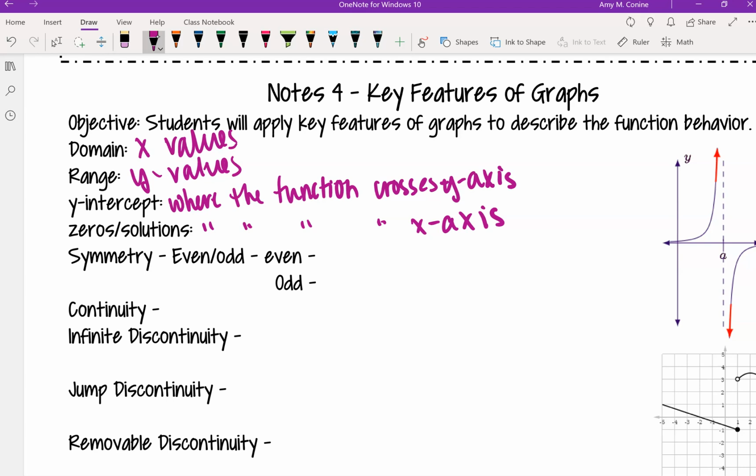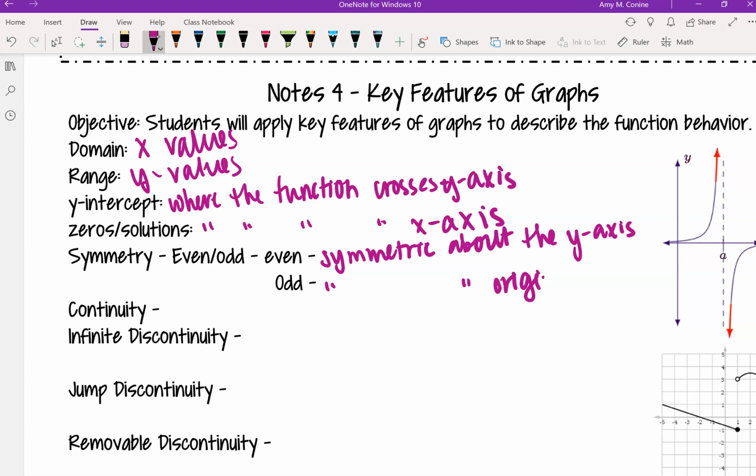If your graph is symmetrical, if your function is symmetrical, it can be even, odd, or neither. So if it's even, it's symmetric about the y-axis, okay, and we'll talk about all that stuff. And then odd is symmetric about the origin. Okay, again, just definitions so we can talk about those later.